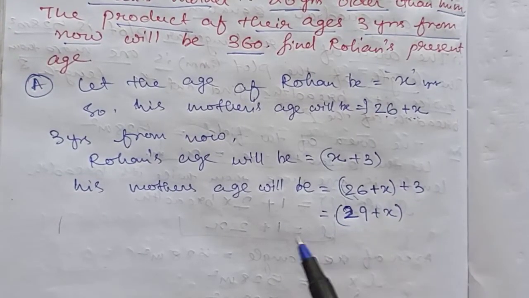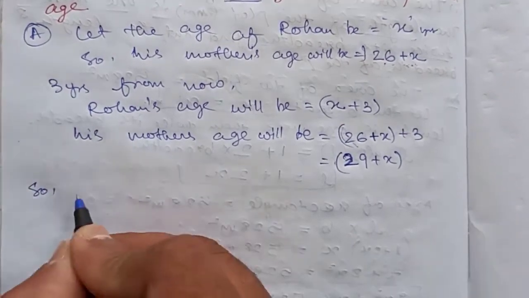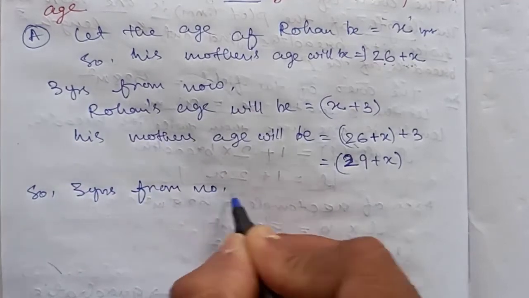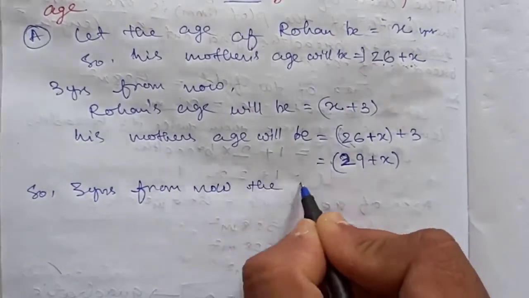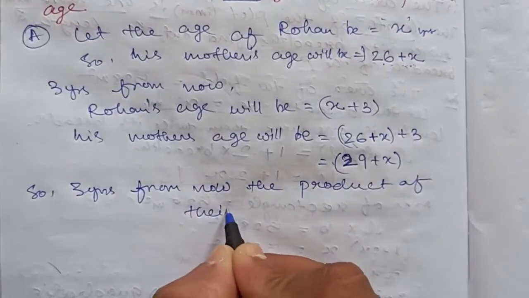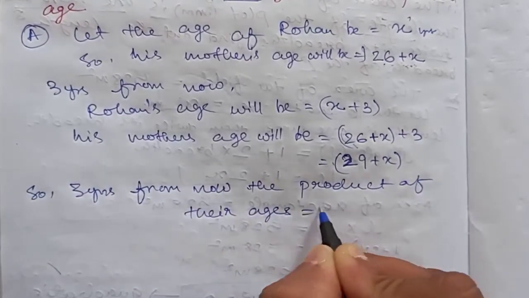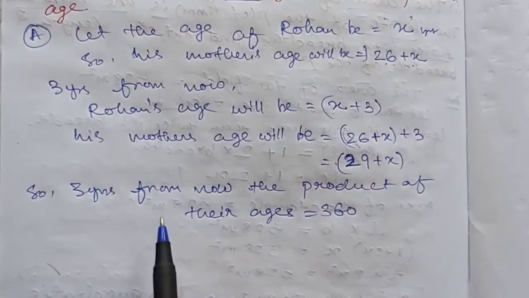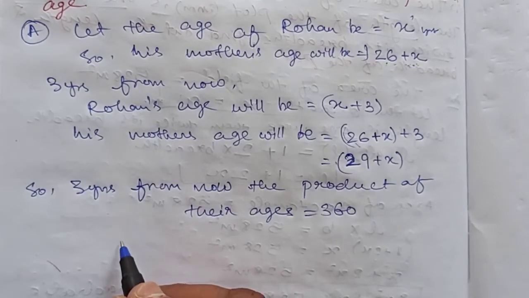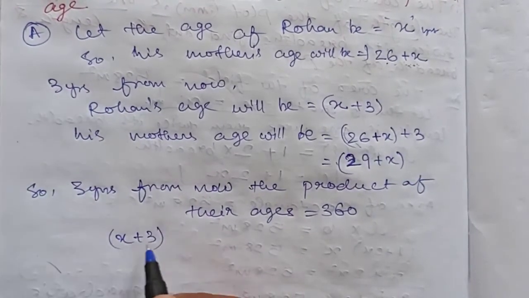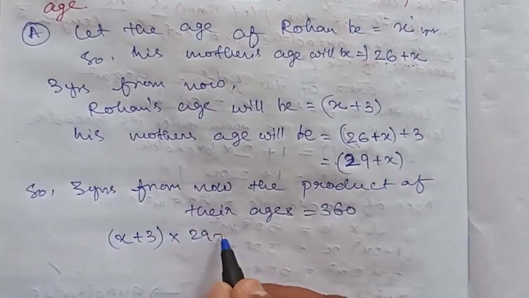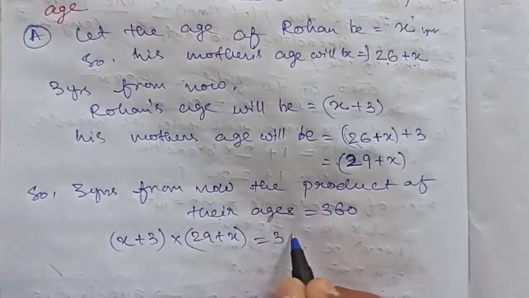Okay, now according to the question we will represent the statement. 3 years from now the product of their ages will be how much? The product of their ages will be 360. It is given that 3 years from now the product of their ages is 360. Rohan's age is x plus 3, because we are taking 3 years from now, and Rohan's mother's age is 29 plus x, equals 360.